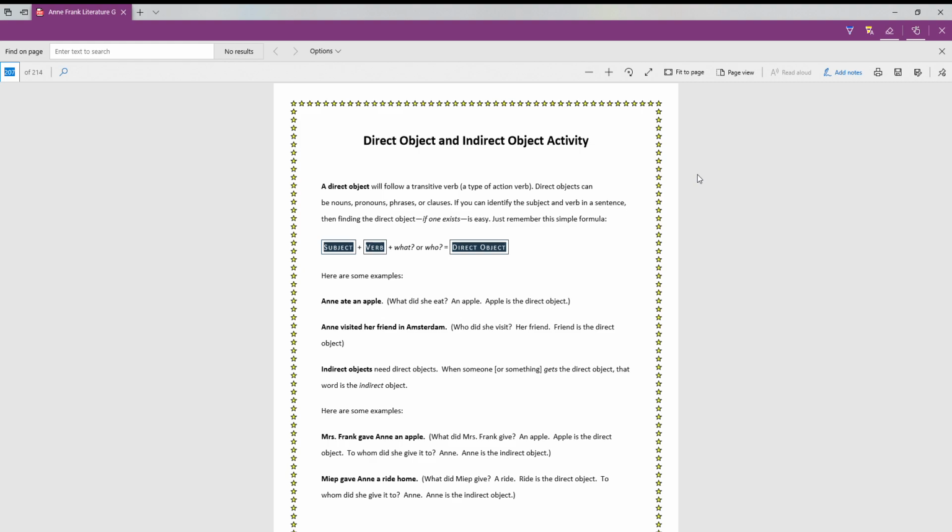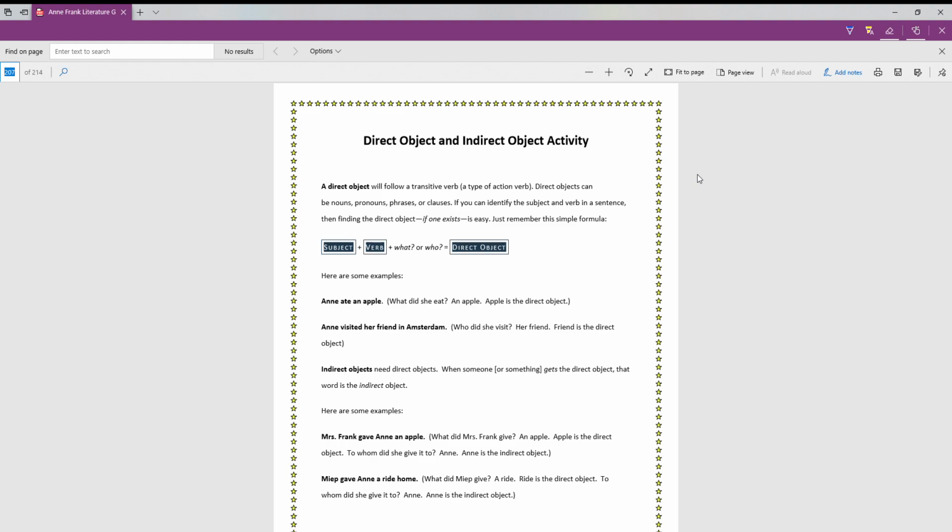Today's lesson is on direct objects and indirect objects, but you need to have a piece of paper with you. So make sure you have a piece of paper because this will be on your test for Friday. So you need to know the difference between a direct object and an indirect object and how to find them.